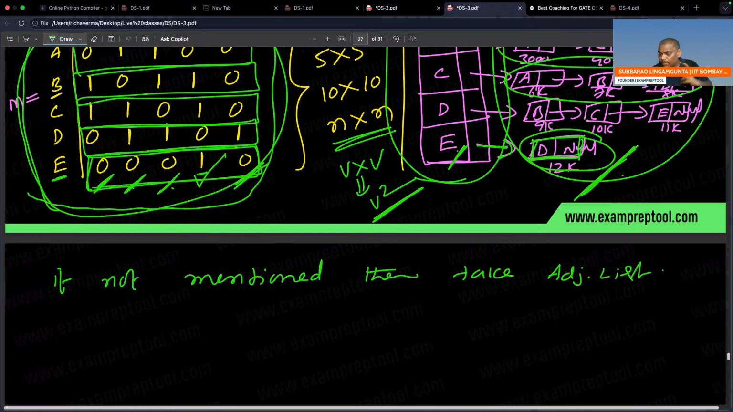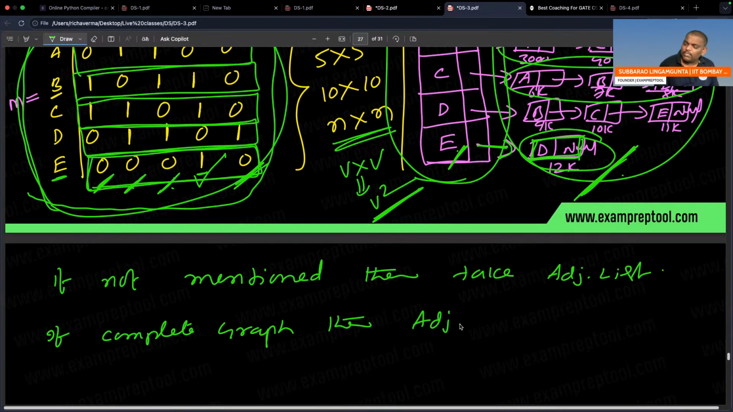If the graph is a complete graph, it means no gap at all. If no gaps, then go for matrix. Suppose more gaps are there, go for list. So I am writing: if complete graph, then adjacency matrix is better.